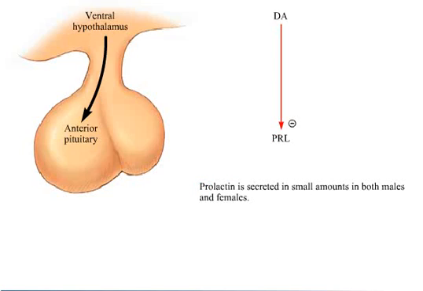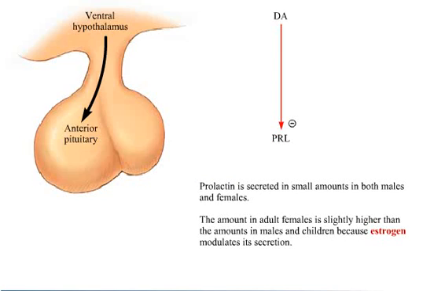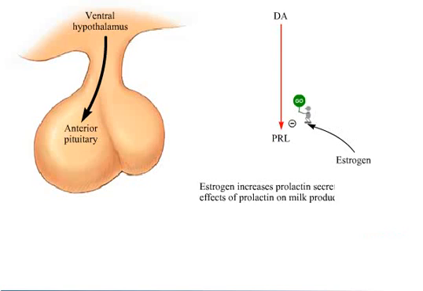Prolactin is secreted in small amounts in both males and females. The amount in adult females is slightly higher than the amounts in males and children because estrogen modulates its secretion. Estrogen increases prolactin secretion, but blocks the effects of prolactin on milk production. For example, the high levels of estrogen during pregnancy cause large increases in circulating prolactin.